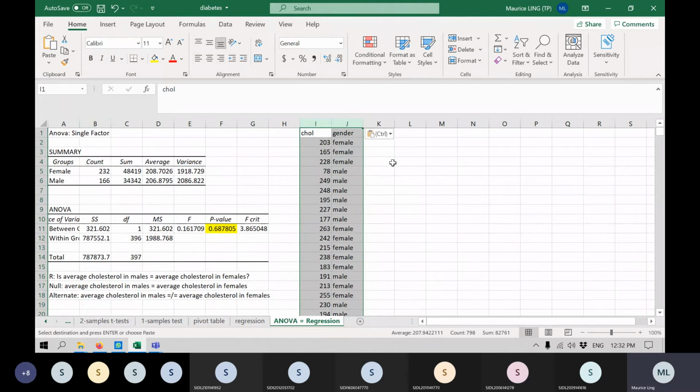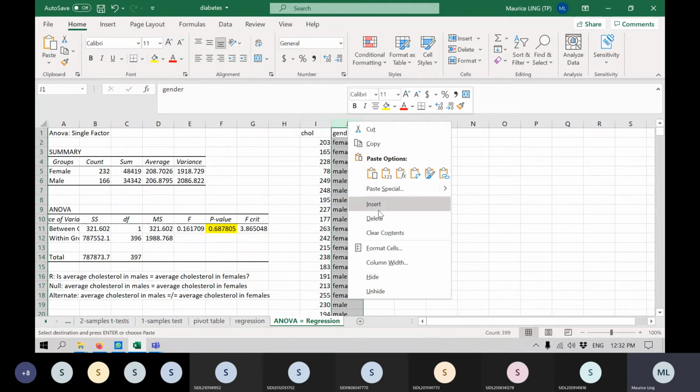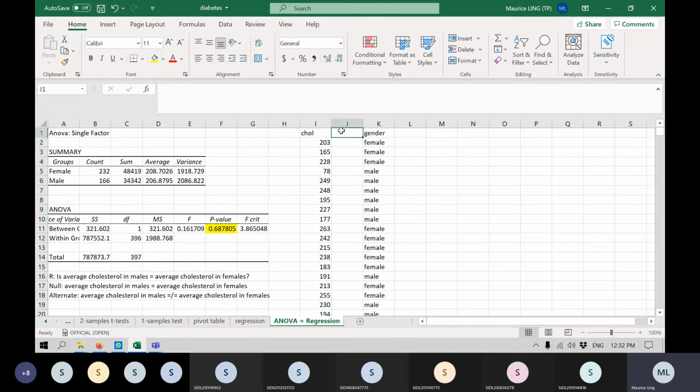So what I have to do is code the gender as a dummy variable. I insert a formula to ask whether it is female. If it's female, then I put 1. If it's male, then I put 0. That's what I'm trying to do. Either female, yes or no, basically.